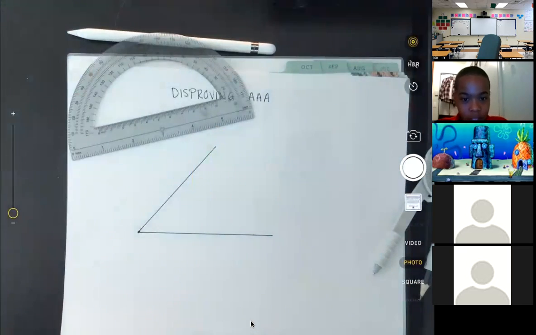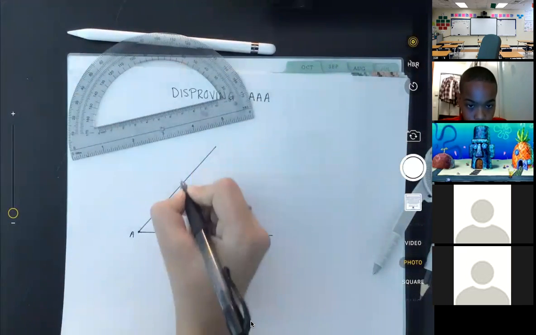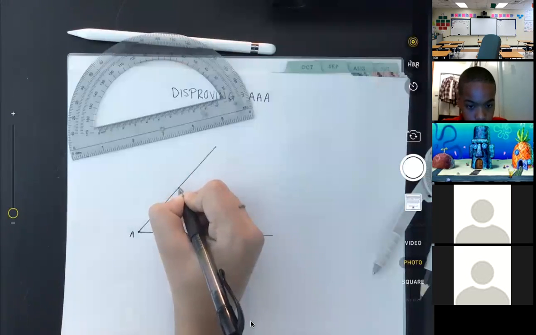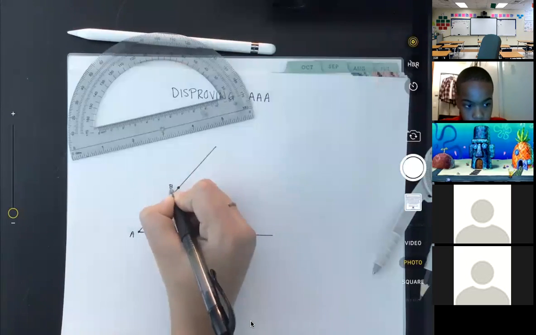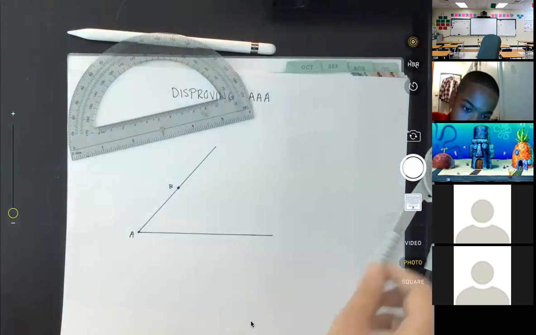Okay. So I have this angle. Let's call this A. And let's put a point right here and call this one point B. Question? Wouldn't it be impossible for AAA because for a triangle, you at least need one side or... You'll see why in just a moment. You're close, but not quite.